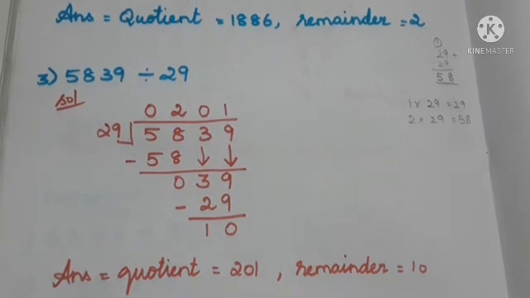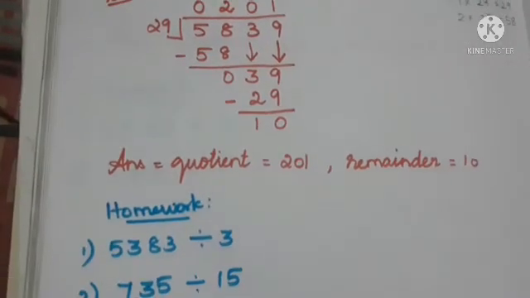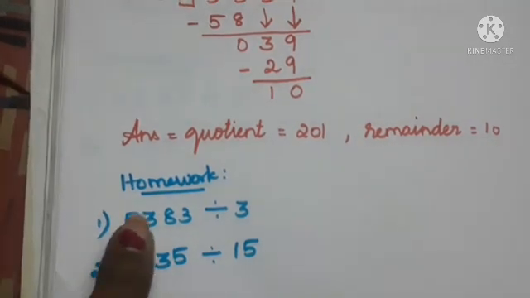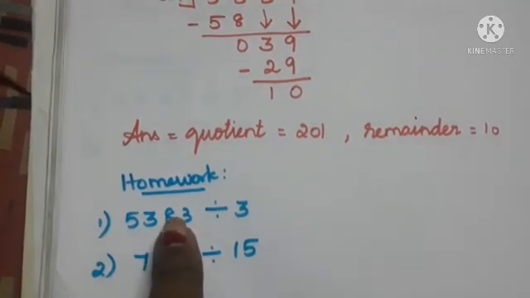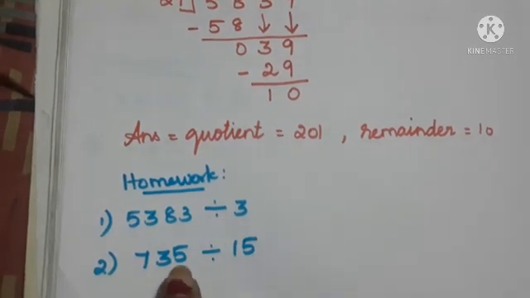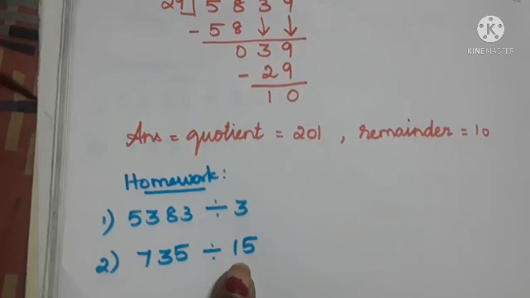Next you have two homework problems based on this division problem. Here we have a 4-digit number you want to divide by a single digit value. Next you have a 3-digit number you want to divide by a 2-digit number. Do the problems, very simple only.